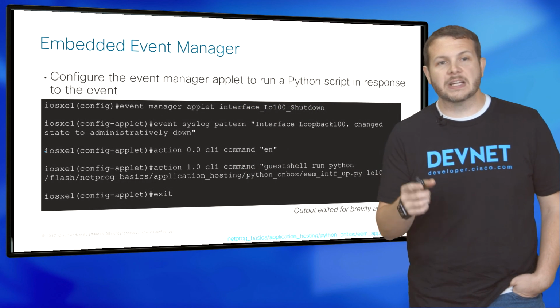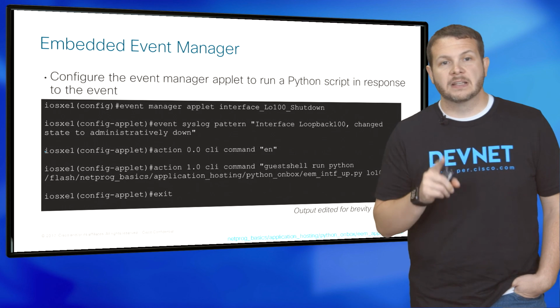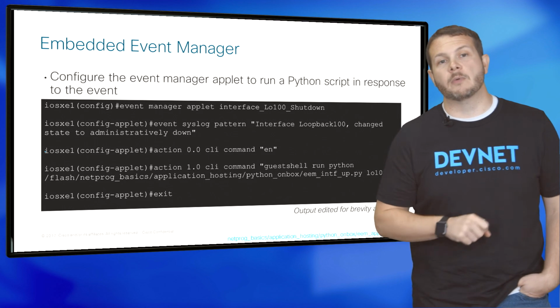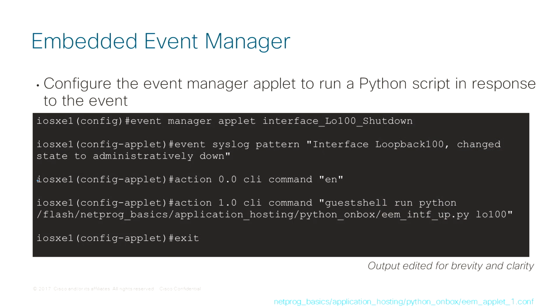What we do from there is set up the embedded event manager applet. Let's dive in and see how this differs from what we would typically see. The difference we're going to find is actually in the action, and what we'll see is we're running guestshell run python and then tying it to a script that has the action that we're after. In this case, it's our interface up script we just looked at. The rest of the structure of the applet is just how we've done before.